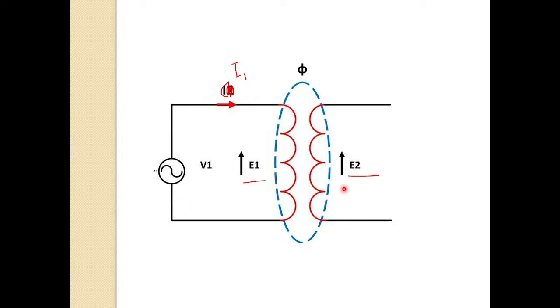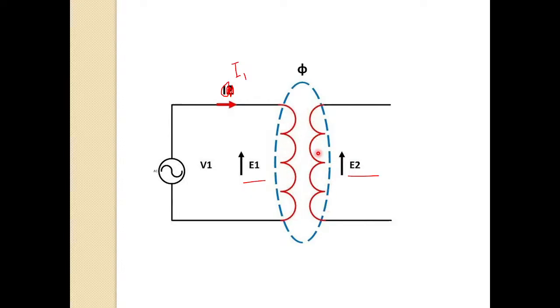So here we didn't write the I2 current. Why? Because we didn't connect any load. If we connect a load, we can mention the I2 current, but since the load terminals are open, we didn't mention any I2 current. Now here there is no electrical connection between the primary winding and the secondary winding.